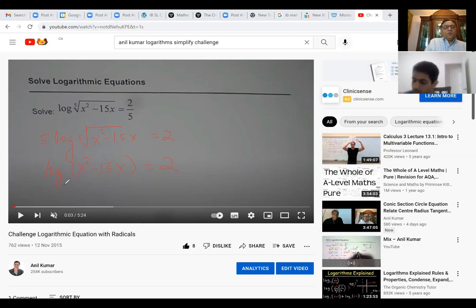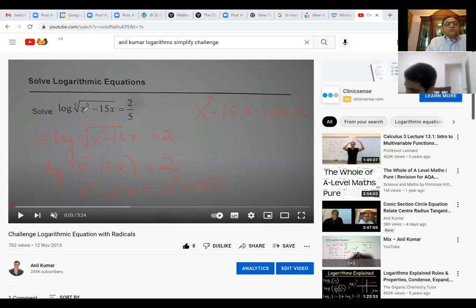And then we'll write this in exponential form, which is x squared minus 15x equals 10 to the power of 2, which is 100. So you have an equation which is x squared minus 15x minus 100 equals 0. Quadratic equation to solve, right? You can always solve this equation, write down the answer.